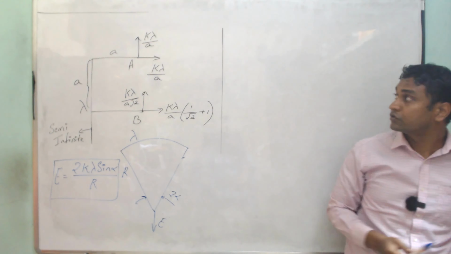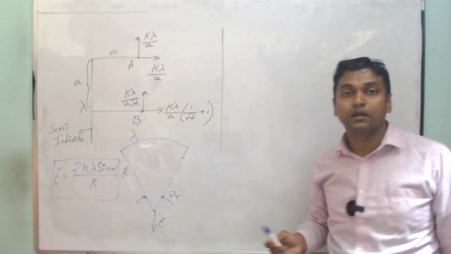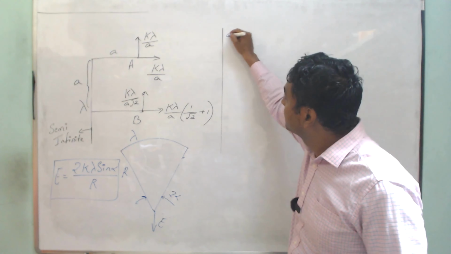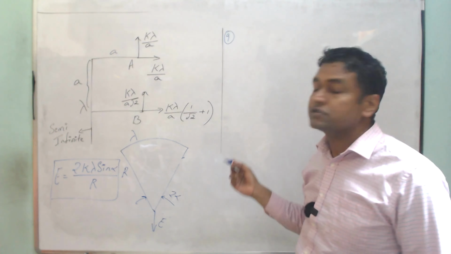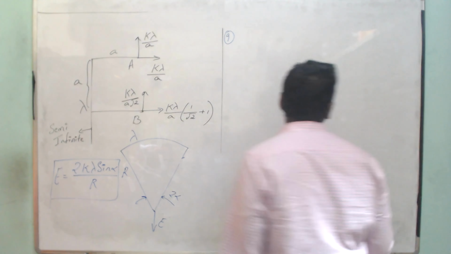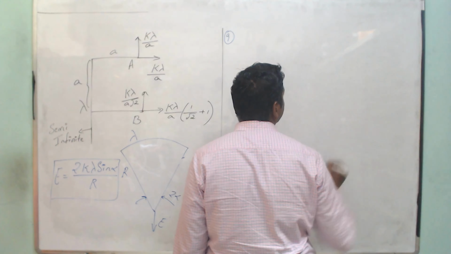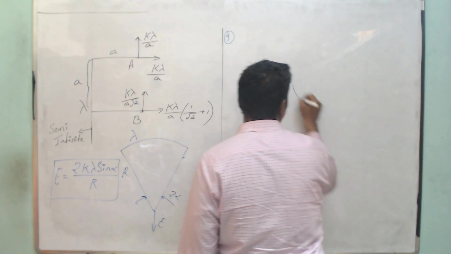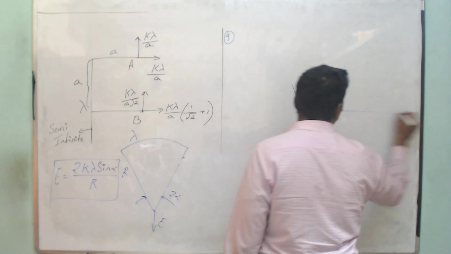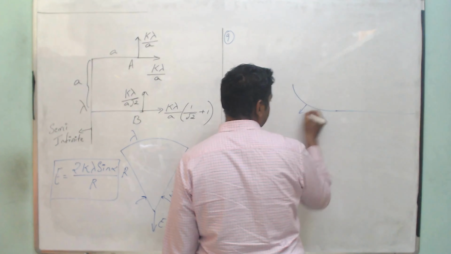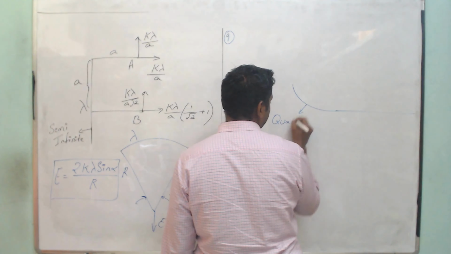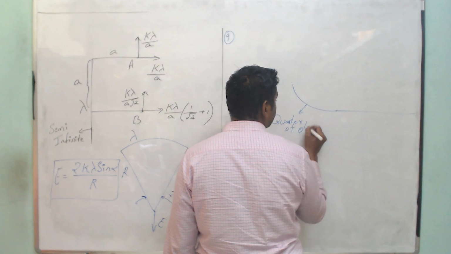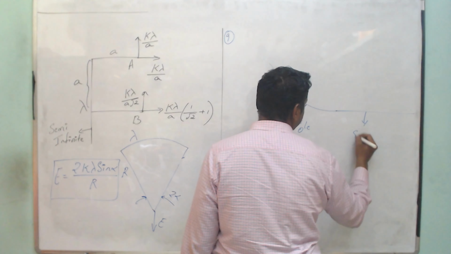Now let us go to question number 9. Let us say I have a quarter of a circle and a semi-infinite wire. So this is a quarter of a circle and this is a semi-infinite wire.